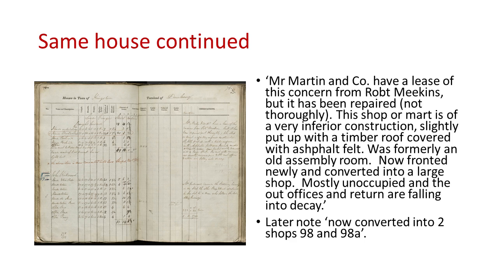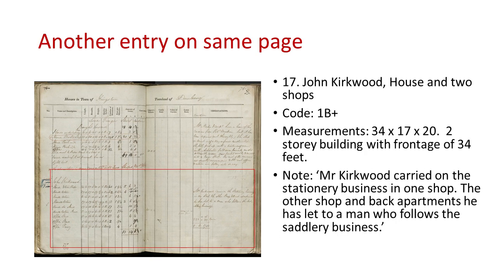And another entry on that page, the lower entry on the former page, is number 17, John Kirkwood. It's a house and 2 shops, code 1B. The usual description. It had a frontage, half of his next door neighbour, 34 and 17 by 20 feet high, 2-story building with frontage of 34 feet. And the note is, Mr. Kirkwood carries on the stationery business in one shop. The other shop in back apartments he has let to a man who follows the saddlery business.